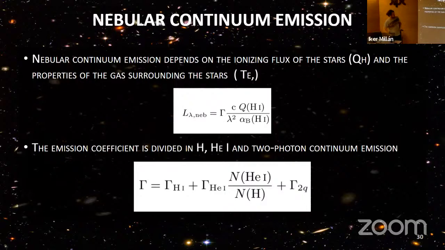So we compute the luminosity of the nebular continuum using the emission coefficient, the amount of ionizing photons, and alpha B, the recombination coefficient for hydrogen.